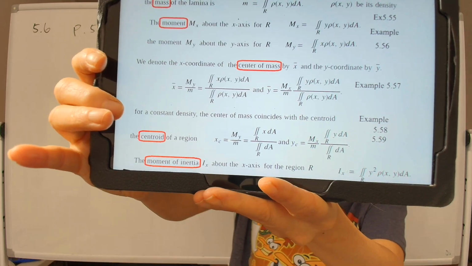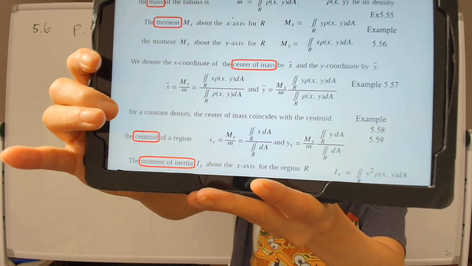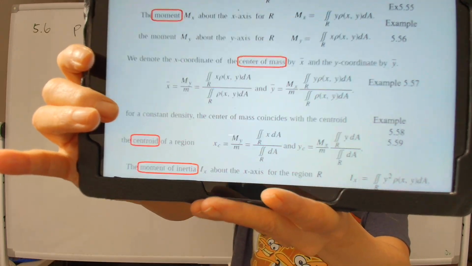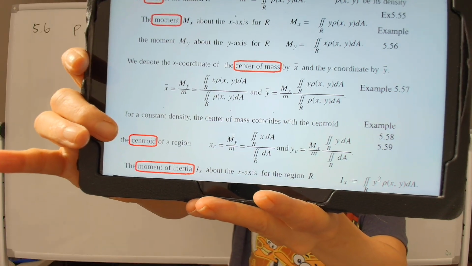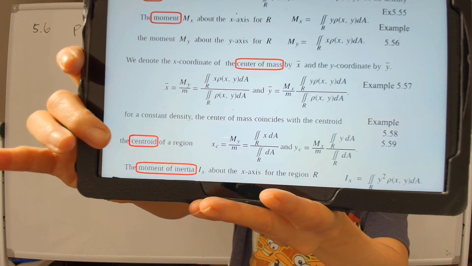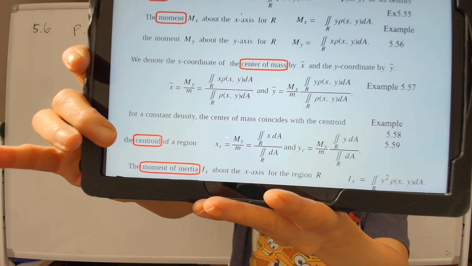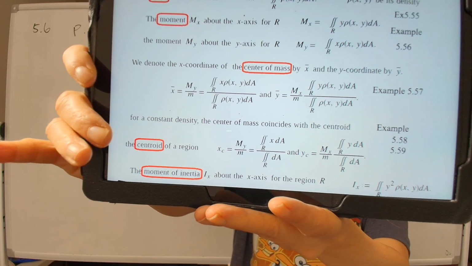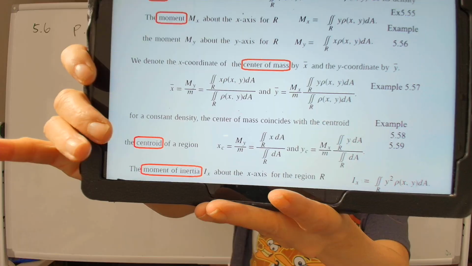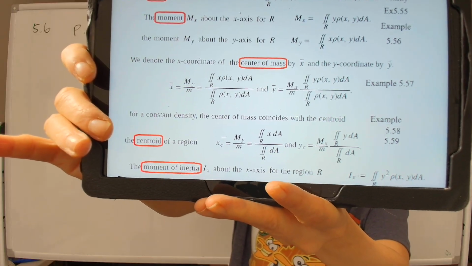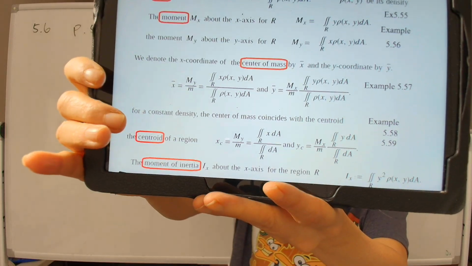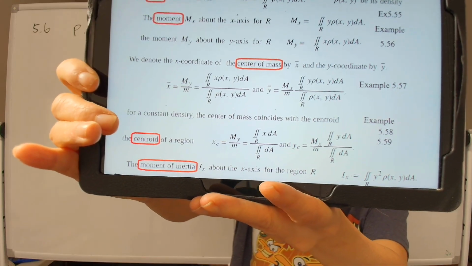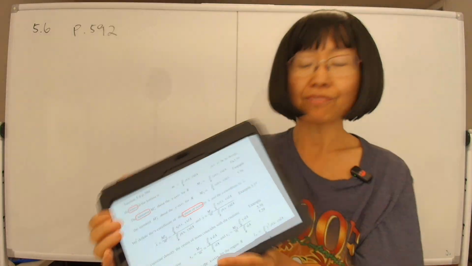Next, if something has a constant density, then the center of mass is the same as something called centroid. And so the centroid is defined as the moment divided by the mass when the density is constant. That is, the function rho up here on the other side is constant. So that is called the centroid, and please do example 5.8 and 5.9.